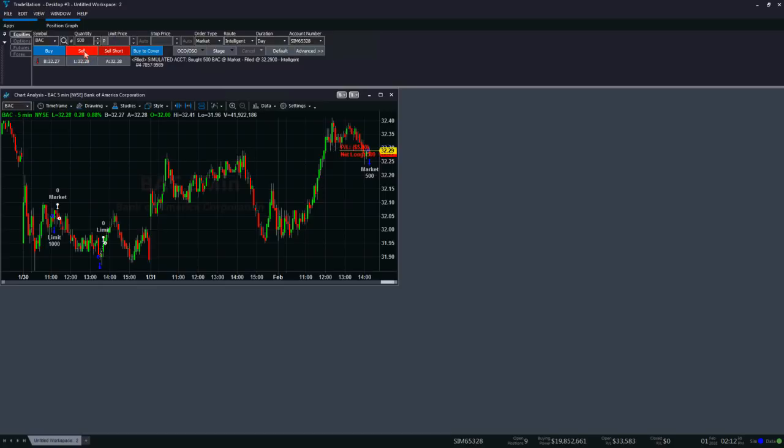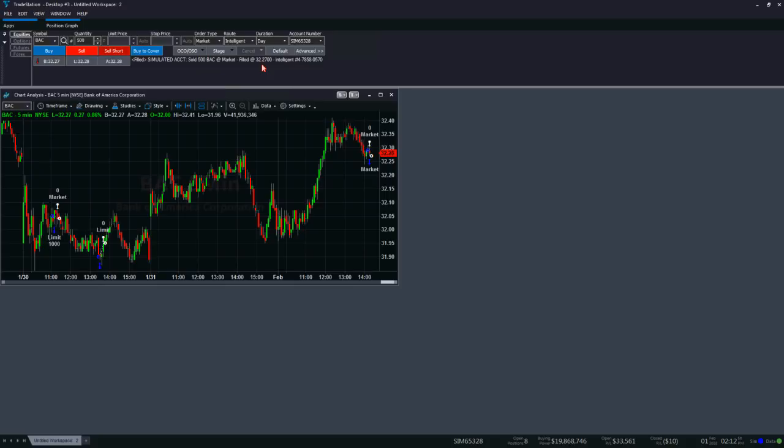And to close that position, I just click on the sell button right here on the order bar, and you can see that I got filled. I sold 500 shares of Bank of America, and I got filled at $32.27, making it a losing transaction because it went down 2 pennies.